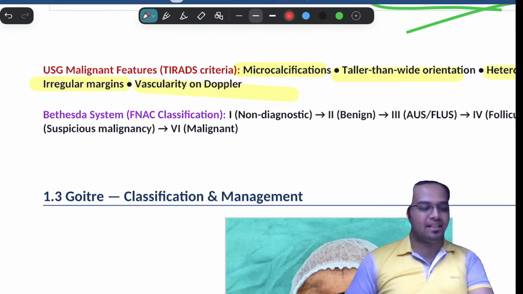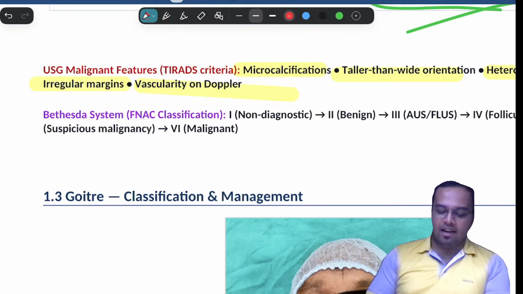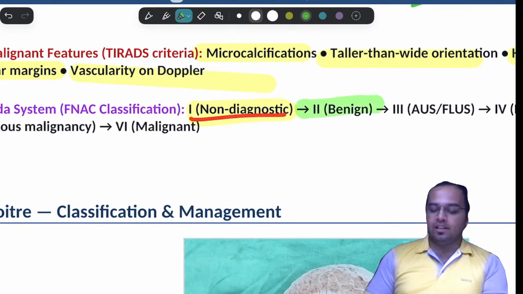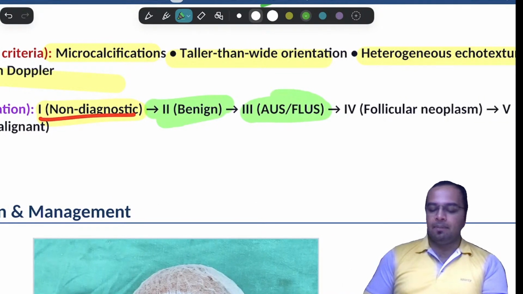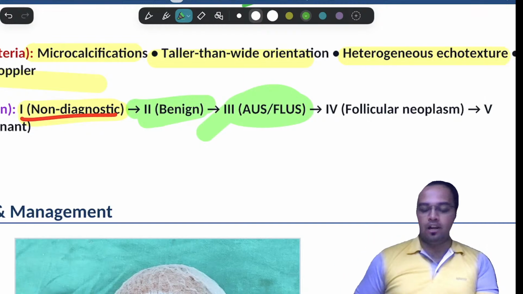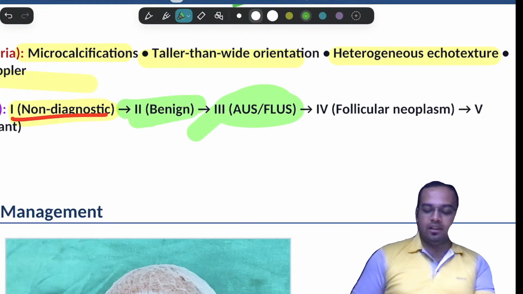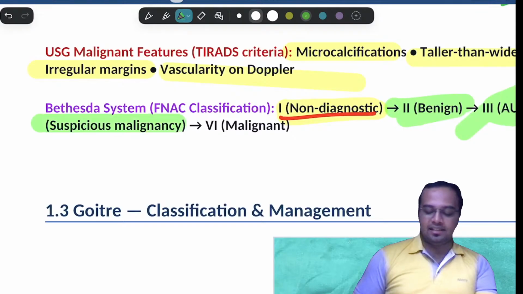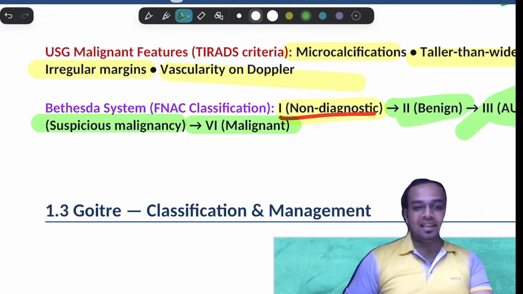So I sent the FNAC because thyroids were high. I was suspecting malignancy. So what am I going to do? Then one is going to be non-diagnostic. It means that the FNAC is non-conclusive. Repeat FNAC करना पड़ेगा. 2 is benign. 3 is going to be atypical or a follicular lesion of unknown significance. 4th is going to be follicular neoplasm, and 5th is going to be suspicious, and 6th is going to be malignant.